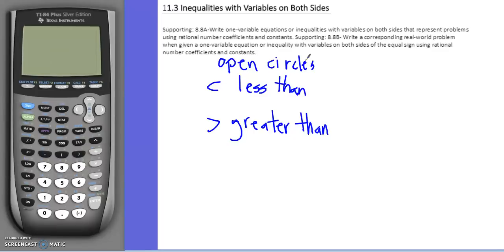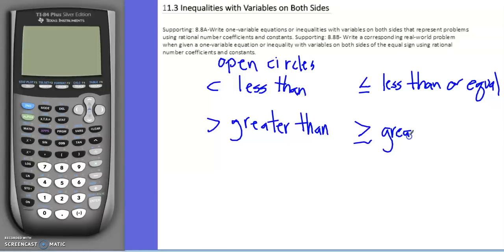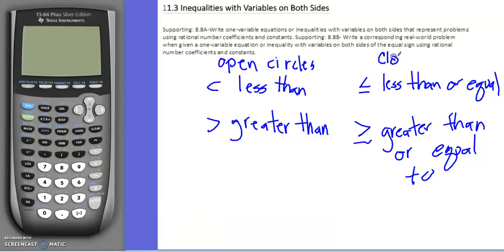Also, there is less than or equal. And there is greater than or equal to. Okay, these are graphed with closed circles.